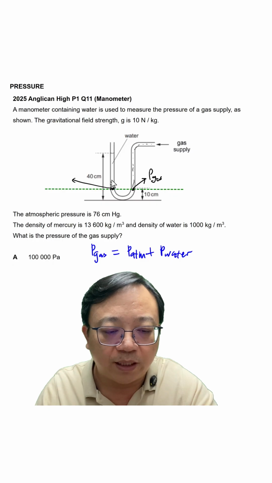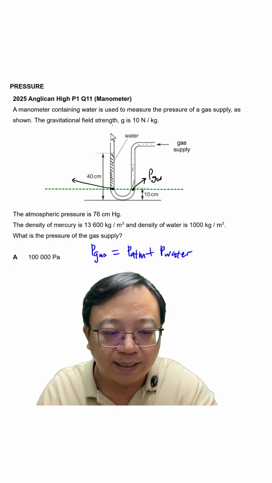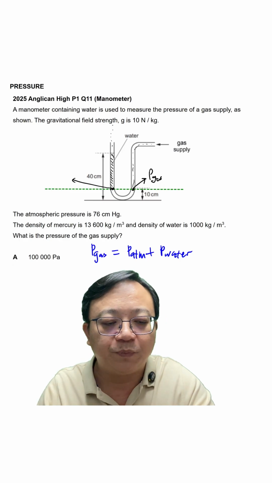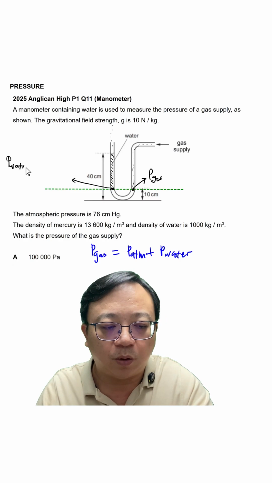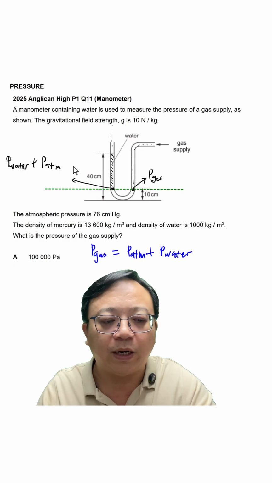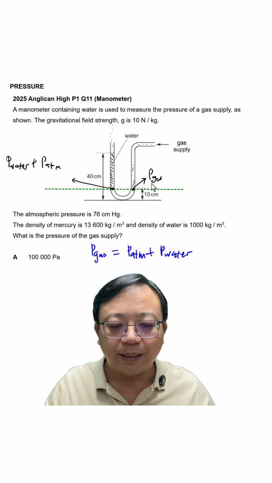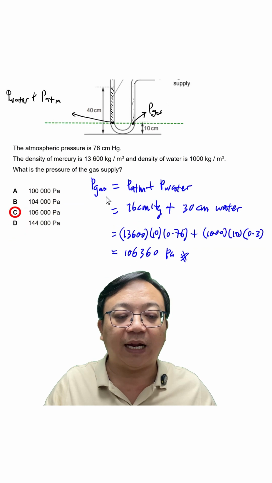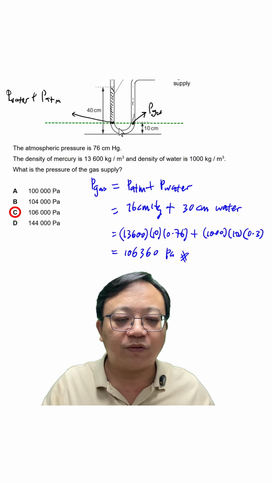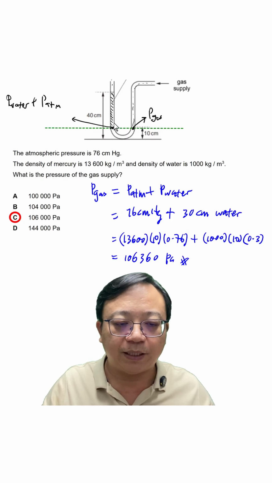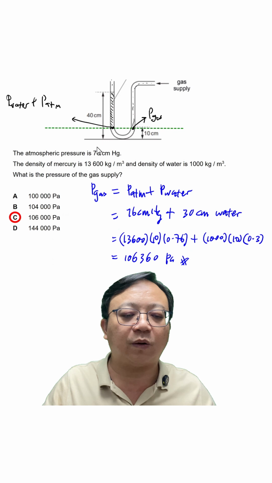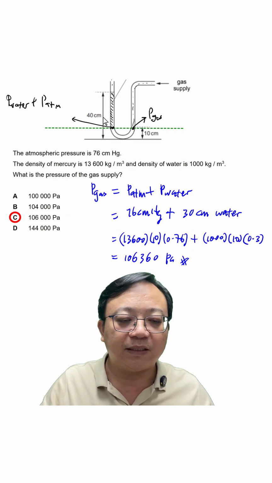It must be due to the fluid here, which is pressure due to the water, plus the atmosphere here, pressure due to the atmosphere. So in other words, pressure due to the water plus pressure due to the atmosphere is equivalent to pressure of the gas. That's what I showed here, okay? Pressure of the gas here equals the atmospheric pressure plus the pressure of the water. What is atmospheric pressure? The question says 76 cm mercury. Pressure of the water is how many cm? This 40 minus 10, so it's 30 cm of water, right?